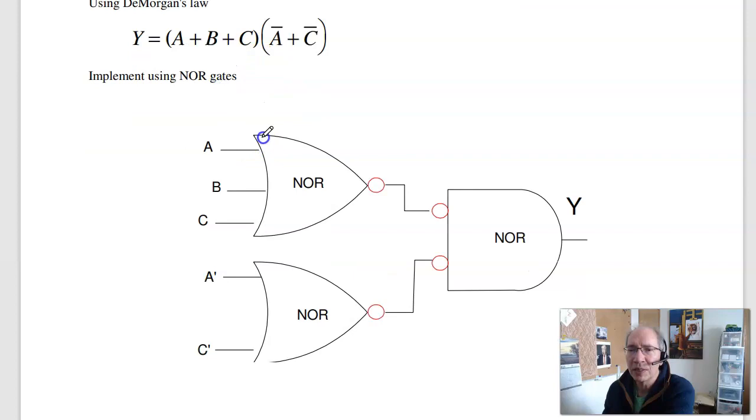So to implement that, I have an OR gate, A or B or C, ANDed with A bar or C bar. Throw in double negatives to make those NOR gates. So that is quiz number 6 for ECE 320.